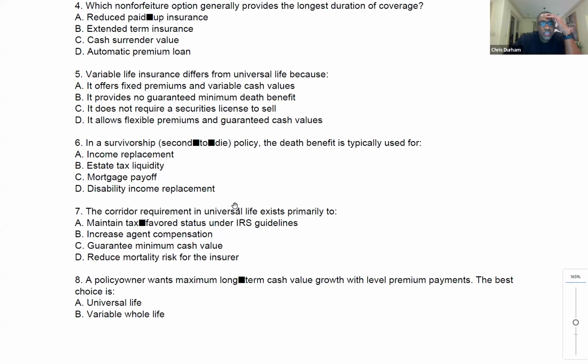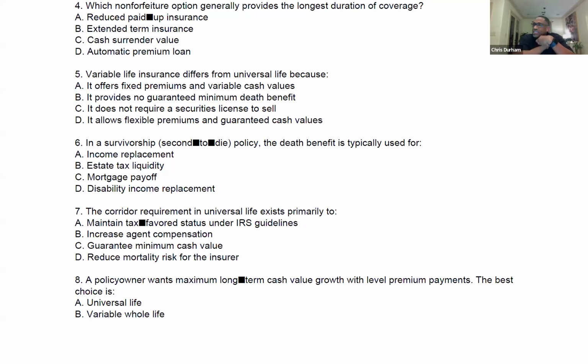6, survivorship second to die policy, the death benefit is typically used for, it would be A, income replacement. No, my answer is B, and that's a tricky one.